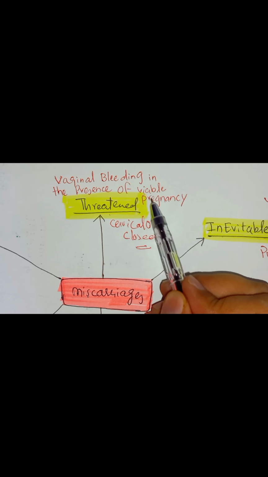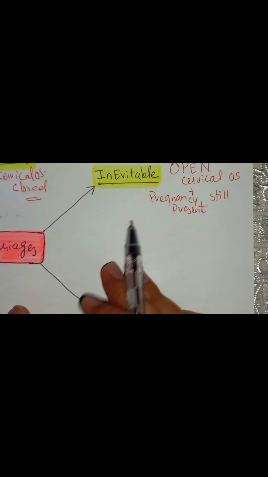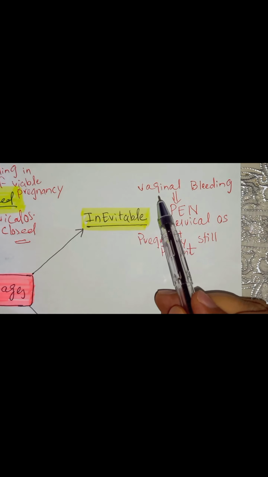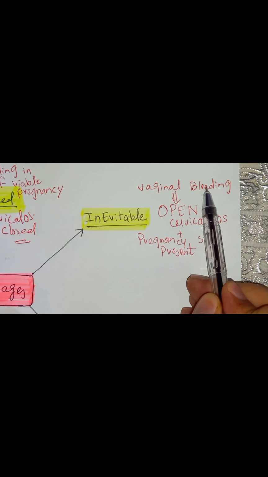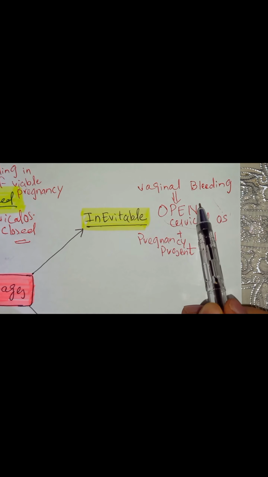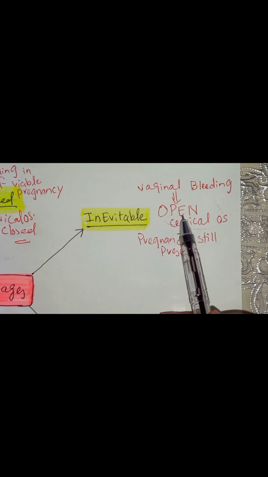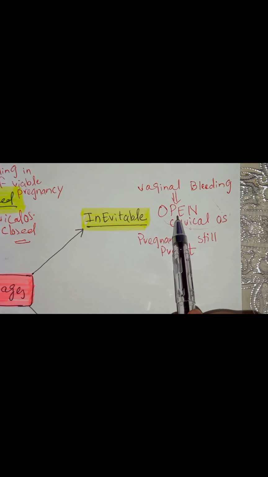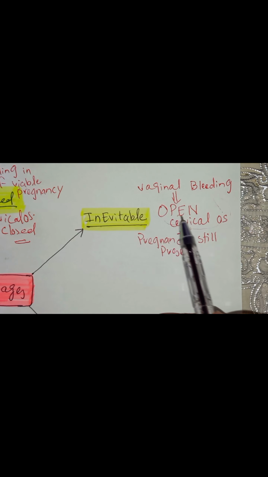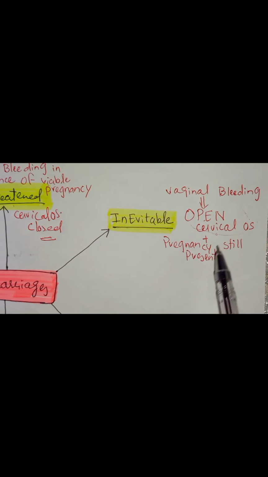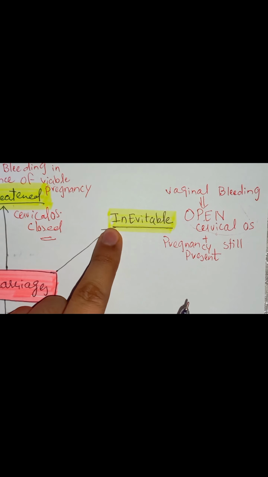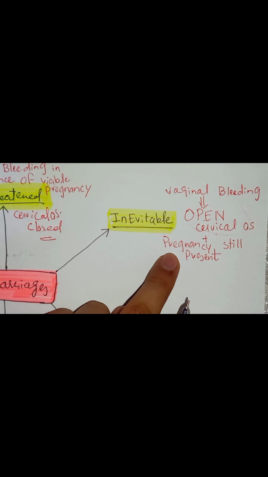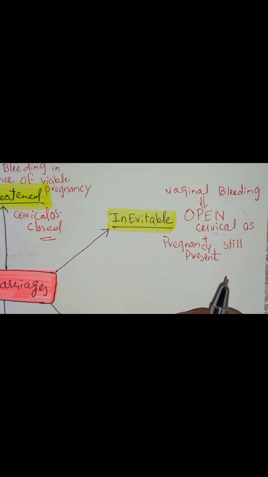There is a live intrauterine pregnancy. In the presence of inevitable miscarriage, there is vaginal bleeding present, but the cervical os is open. So the differentiating point between the two is the cervical os: it is open in inevitable miscarriage, but closed in threatened miscarriage. And pregnancy is still present in both cases. In threatened miscarriage and in inevitable miscarriage, there is a live intrauterine pregnancy.